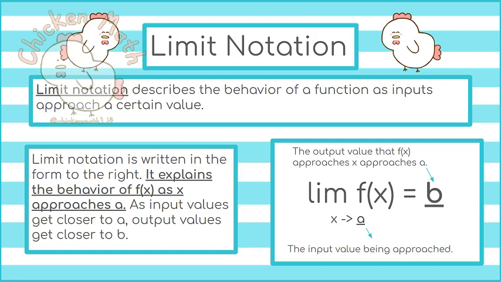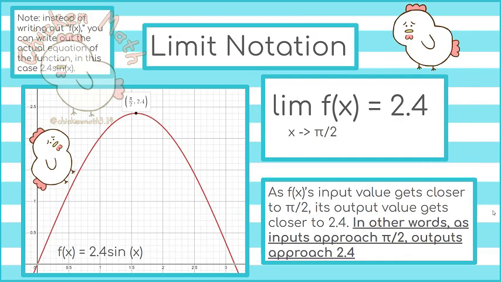Limit notation describes the behavior of a function as inputs approach a certain value. Limit notation is written in the form to the right, as you can see in this example. At the bottom, it explains the behavior of the function f of x as x approaches a. You can see this from the arrow from x to a. As the input value gets closer to a, as x approaches a, the output value gets closer to B.